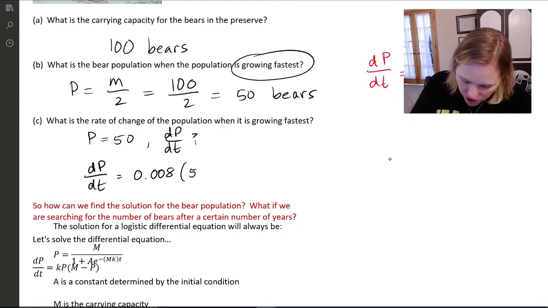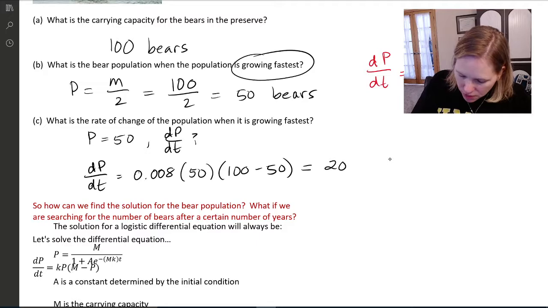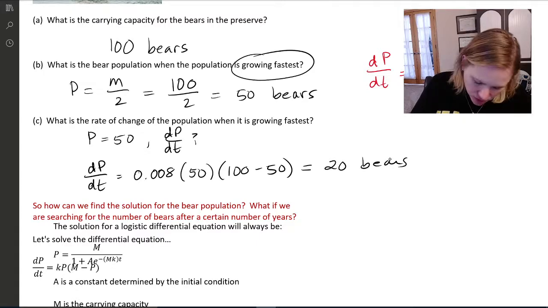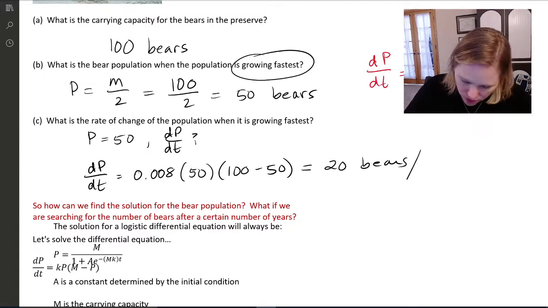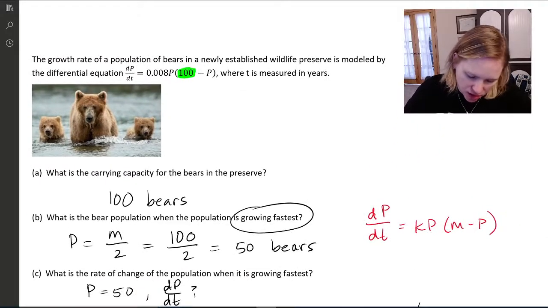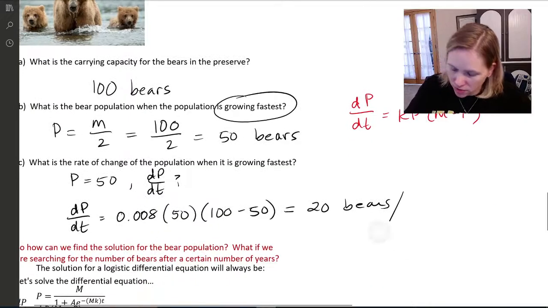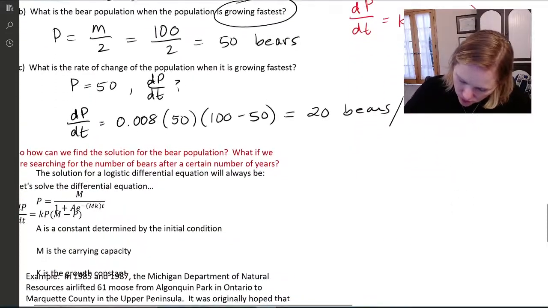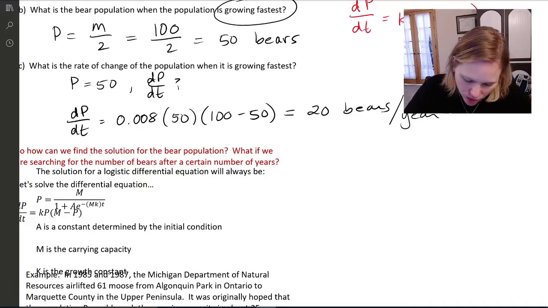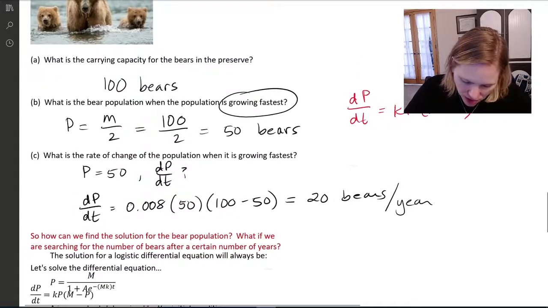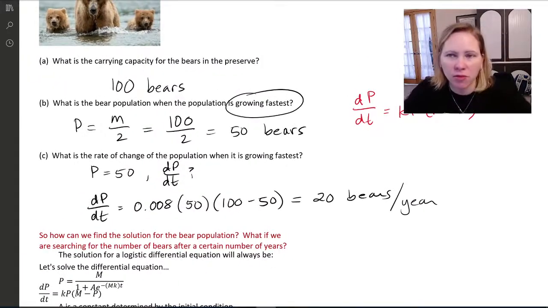What is the rate? So dP/dt, and I'm going to get my calculator out, is 0.008. I'm going to put 50 in for P. And I'm going to get 20. What is our rate? So let's see, t is measured in years. 20 bears per year. We are growing at a rate of 20 bears per year. When my rate is growing the fastest, that is the maximum that rate will be, 20 bears per year. That's the fastest we'll be growing. Every other rate will be below 20 bears per year.